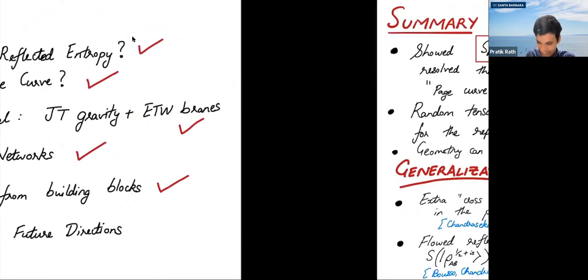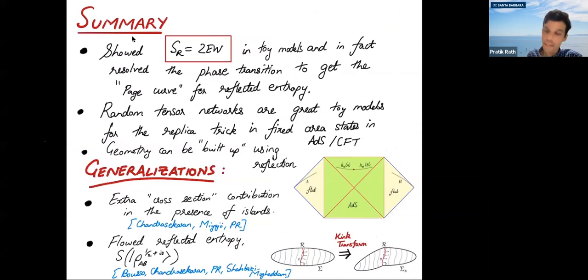Okay, so with that, I'd finally like to summarize. In this talk, I'd like you to remember that I showed that S_R equals 2E_W in these toy models, and in fact, more generally in these tensor networks. And in the particular toy model, we could resolve this phase transition to understand the Page curve for reflected entropy. More generally, these random tensor networks are great toy models for the replica trick in fixed area states in AdS/CFT. And this should be exploited more. I think we should really use these better to understand more entanglement measures and so on, to understand what non-perturbative effects play a role in gravity.